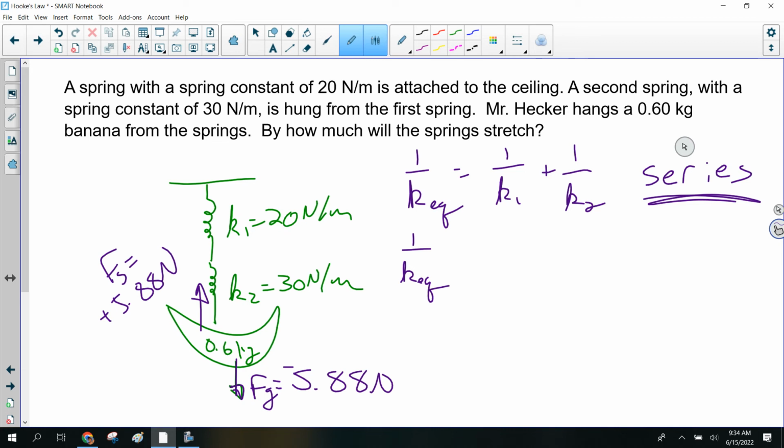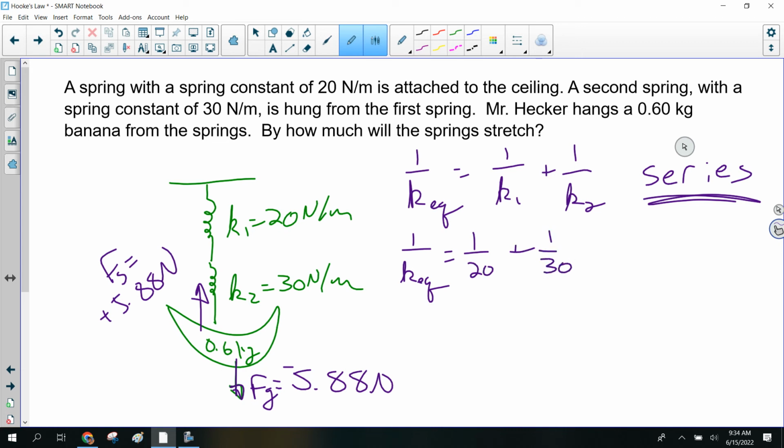Quick side note. I think when I wrote up my answers for the homework, I used KT, like total spring constant, instead of K equivalent. So if you see KT anywhere in any of my PDFs and stuff, that's the same as K equivalent. All right, so this is 1 over 20 plus 1 over 30.